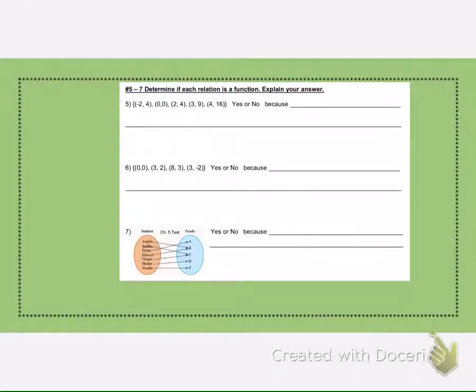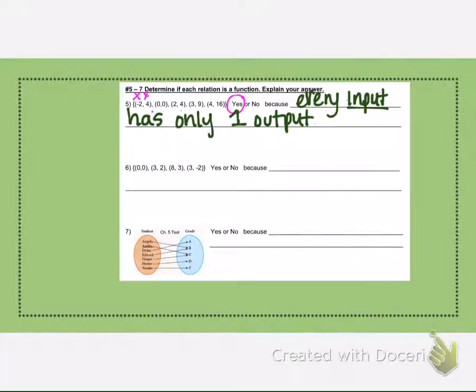In the next two problems, we are given a set of ordered pairs. So we're given a relation, and we have to determine if it is a function. So we need to look, let's say the first value is x and the second value is y. So does every x have only one y? And in this problem, yes. We could say yes, because every x has only one y. Or we can say yes, because every input, so we could use the word input instead of x, has only one output, and we can use output instead of y.